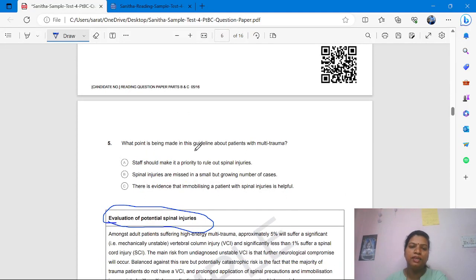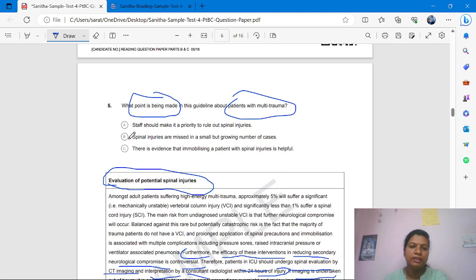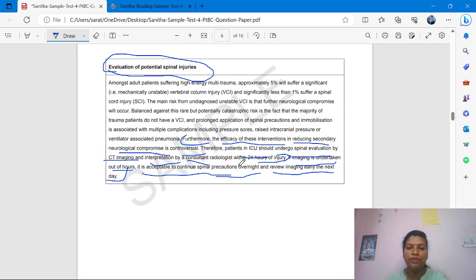What point is being made in this guideline about patients with multiple trauma? Keep it in mind, which point is being made. First option, staff should make it a priority to rule out spinal injury. Is it a priority to rule out spinal injury? Yes. See, within 24 hours of injury, consult.